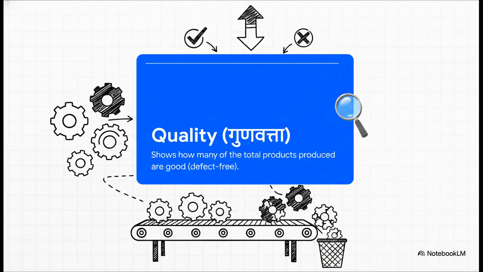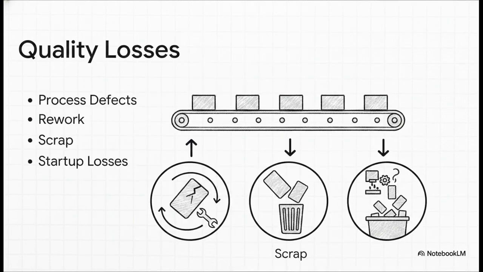And finally, our third pillar is quality. This one's pretty straightforward. Did we make good stuff? It simply measures the number of defect-free parts against the total number you started with. This is all about lost value from making bad parts. These quality losses come from parts that need to be reworked, parts you just have to throw out as scrap, and even the defective stuff you make right when the machine starts up.